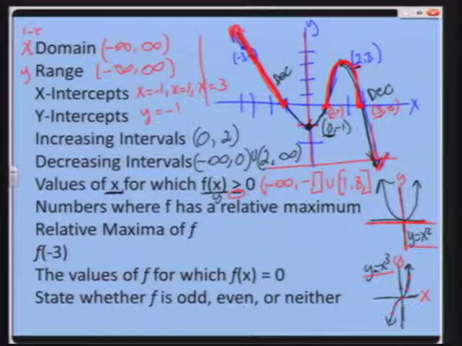Now let's do relative maximum. The numbers where f has a relative maximum. That would be the x's right here. So that's where x equals, and our top dog point has a 2 for its x. The relative maxima is the y, and the y of our top dog point is 3.